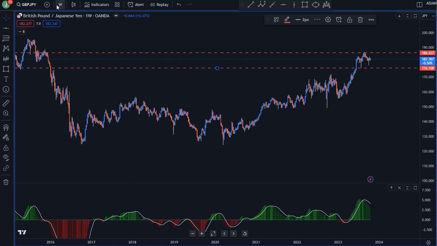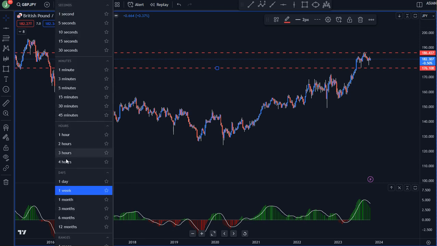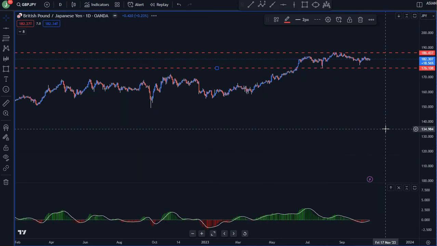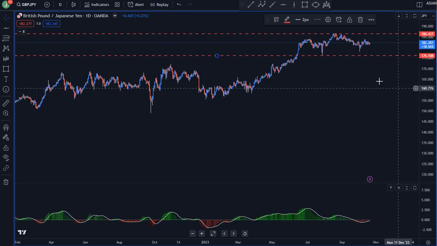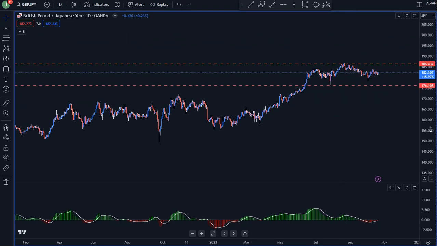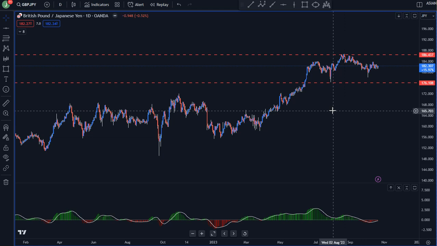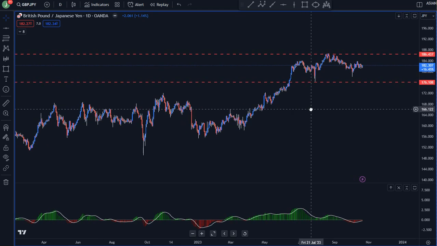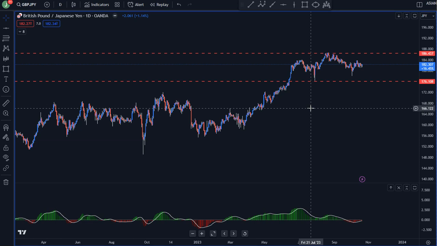From that point, I simply drop down to the daily. And on the daily, I am essentially doing the same thing. Real quick, easy markups that you can do that will help you to identify basically where price is going. And we wait for price to react to these areas before we actually execute.